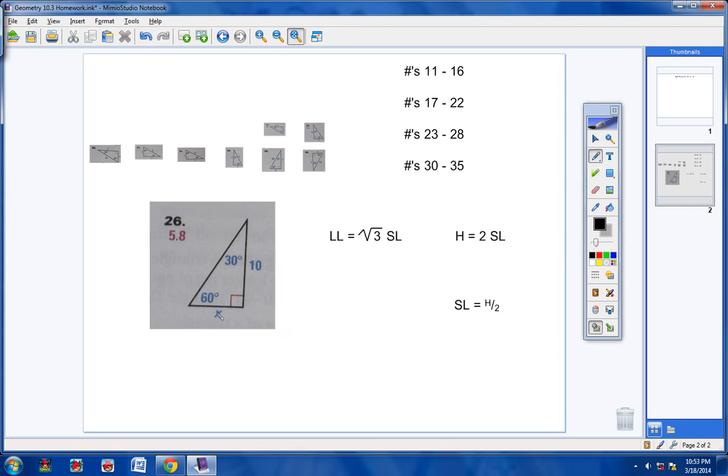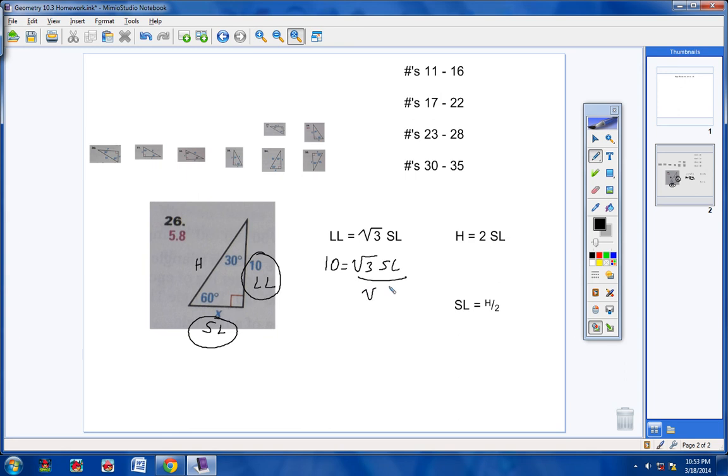Okay, all right, here's your right angle, go straight across. This is your hypotenuse. Here's 30, go straight across. This is your shorter leg. Here's 60, go straight across. This is your longer leg. So once again, we're looking for the shorter leg, and they've given us the longer leg. So we're going to use this formula right here. So for LL, I'm going to substitute 10, and for SL, I'm not going to substitute anything.